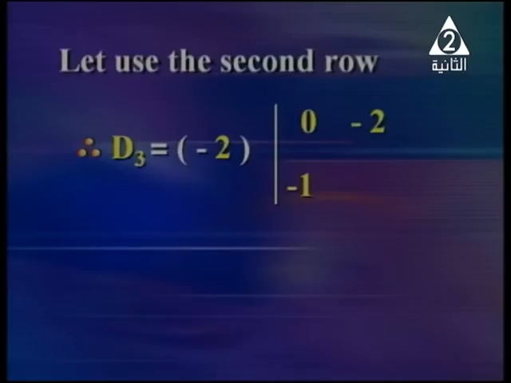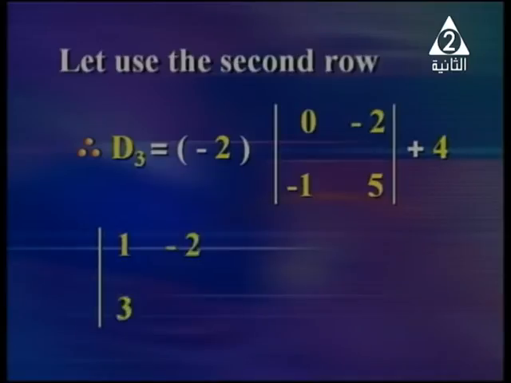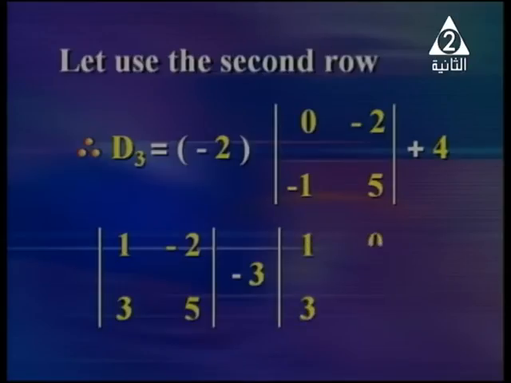Use the second row, negative 2 multiply its determinant. Negative 2 cofactor has determinant 0, negative 2, negative 1, 5. Also 4 has determinant 1, negative 2, 3, 5. Also negative 3 has determinant 1, 0, 3, negative 1.